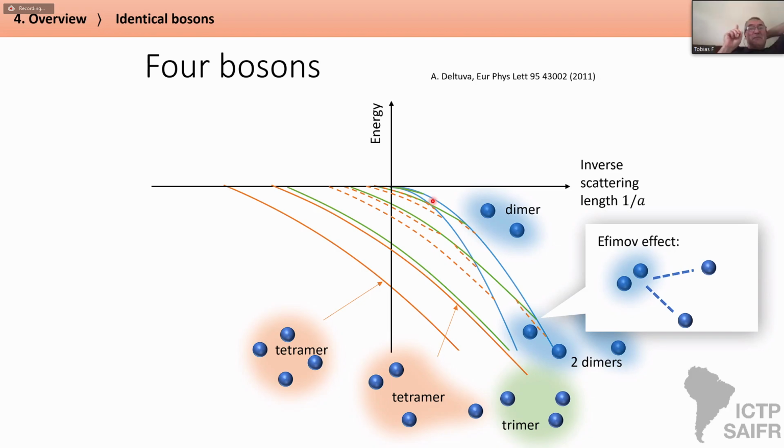Not Efimov. I'm thinking about something where you are able to keep the three-body state, the trimer, fixed, and then you see the tetramers moving below. So this is what I'm thinking.